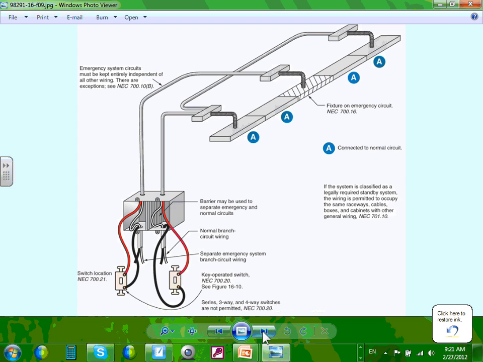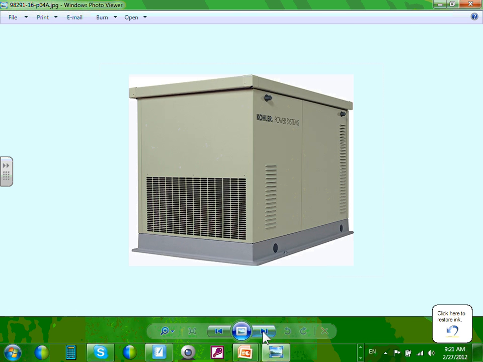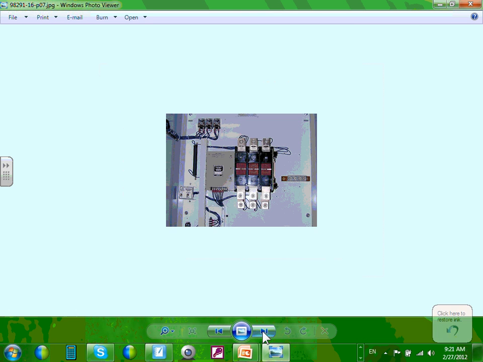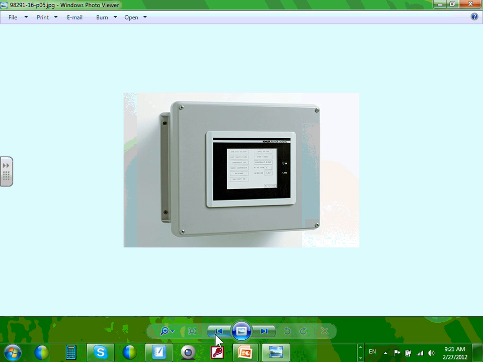Okay, moving on. We talked about this one. A couple of bug eyes, generators. This is the sign, guys. The annunciating panel that tells you low voltage. You have low voltage in the batteries, the batteries are dead, the charger is dead, all this good stuff.